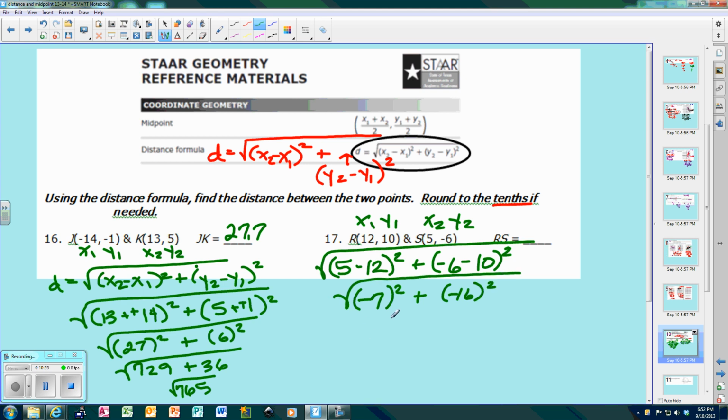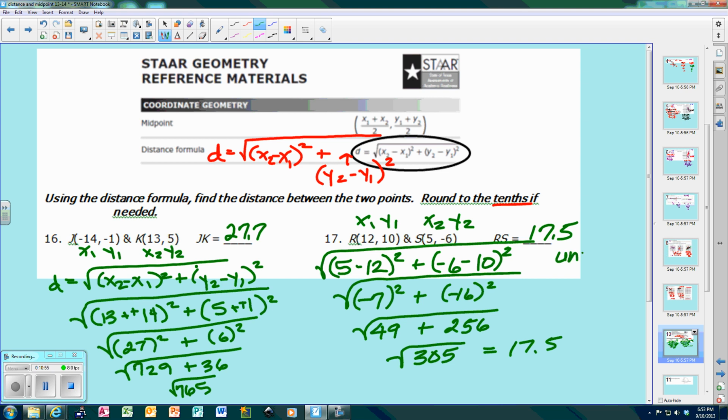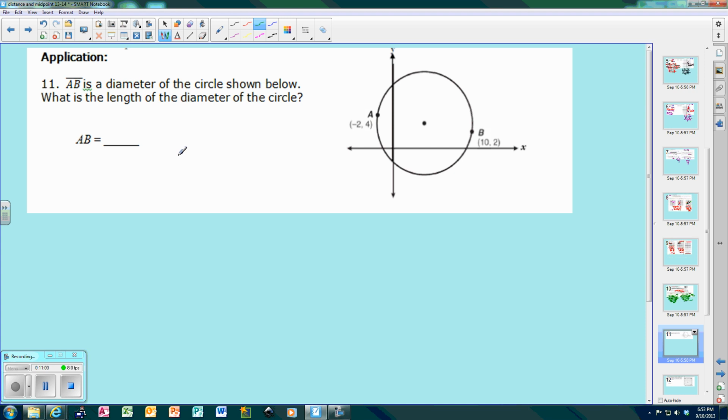So now, negative 7 squared, that means negative 7 times negative 7, so that's 49. Negative 16 squared is 256. So just add those two numbers together, you get 305. Take the square root of 305 in the calculator and you get 17.5. So the length or the distance from point R to point S is 17.5 units.